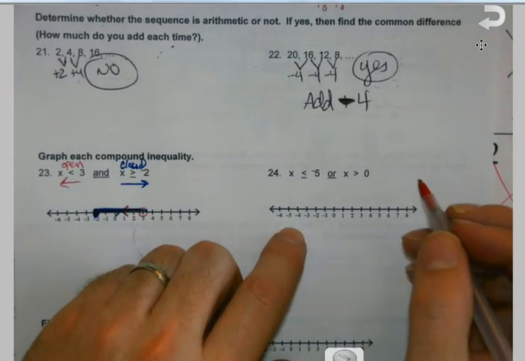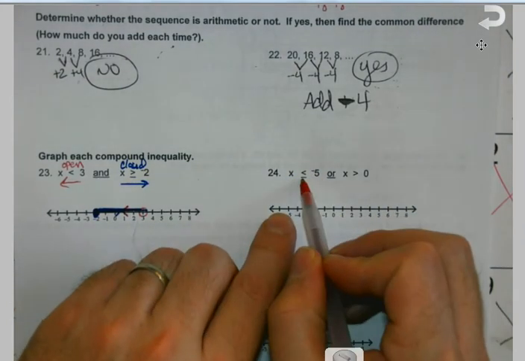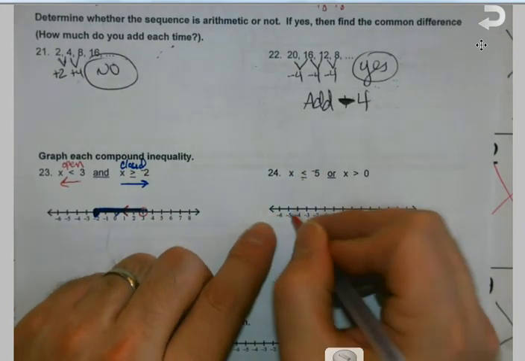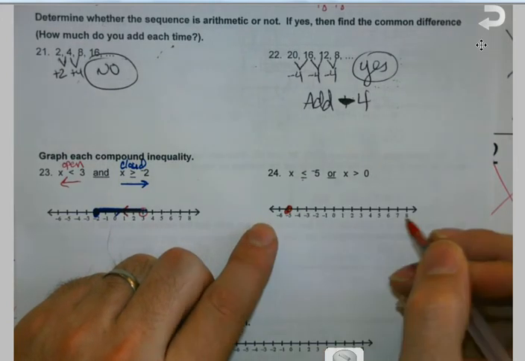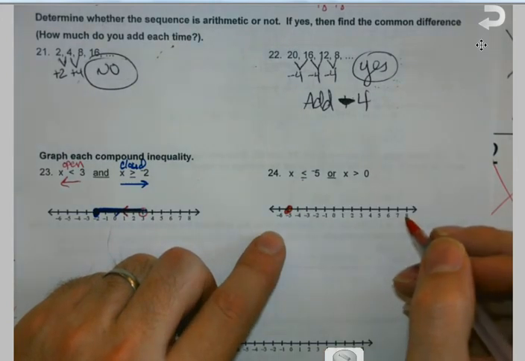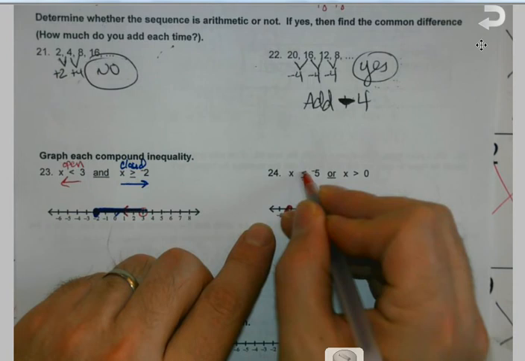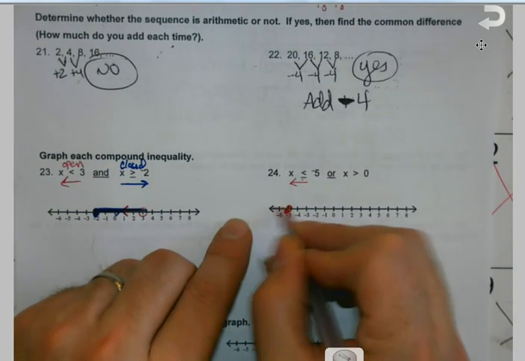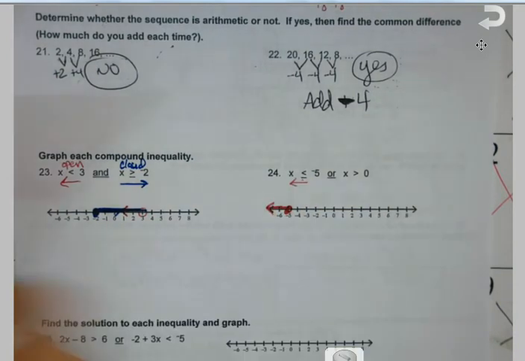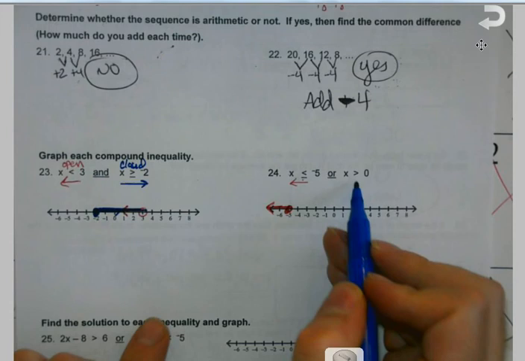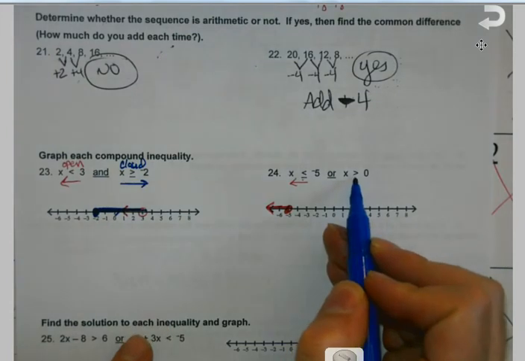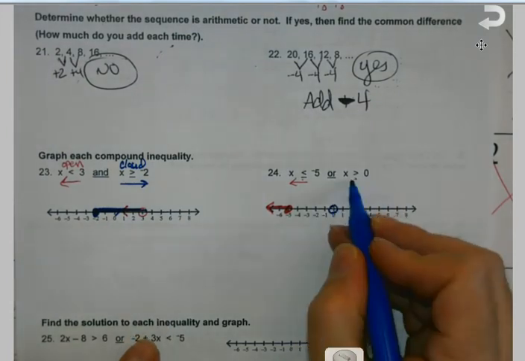All right, you know the 2 questions. Open or closed on -5? Closed. And left or right with my arrow? Left, because the arrow's pointing at x is less than. Looking good on these going opposite ways. Open or closed on 0? Open. Right or left?